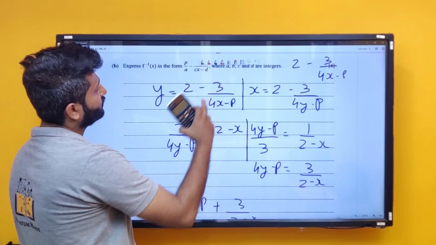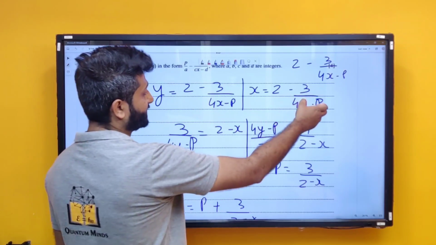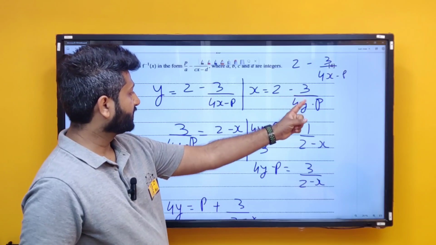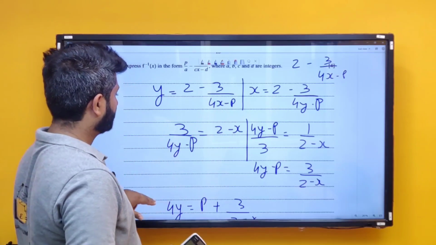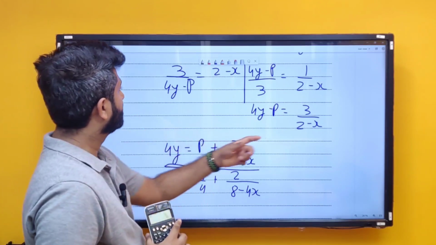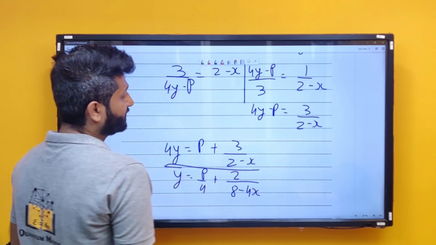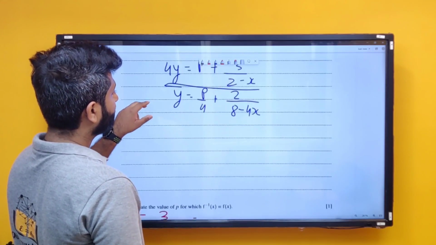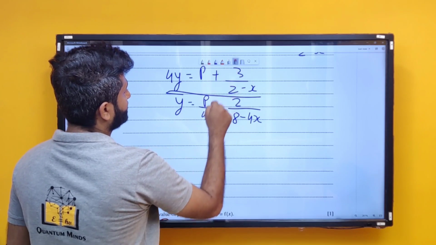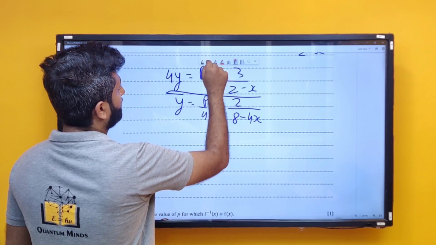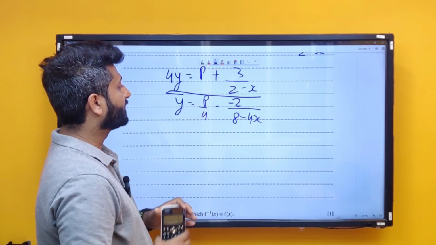So y is equal to 2 minus 3 upon 4x minus p. Let me swap x and y. So you have x is equal to this. So I have 2 minus x is equal to 3 upon 4y minus p. Then I took the inverse, so 3 upon 2 minus x, with p on the right hand side. If I have to write in negative form, this is going to be minus 2 upon 8 minus 4x upon p by 4.